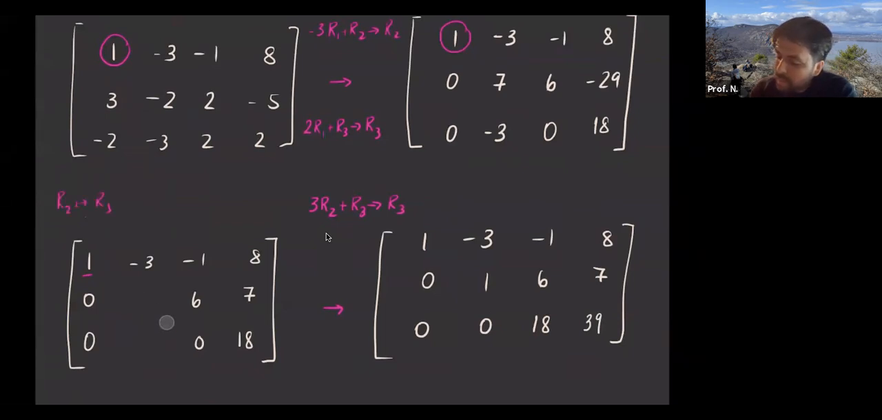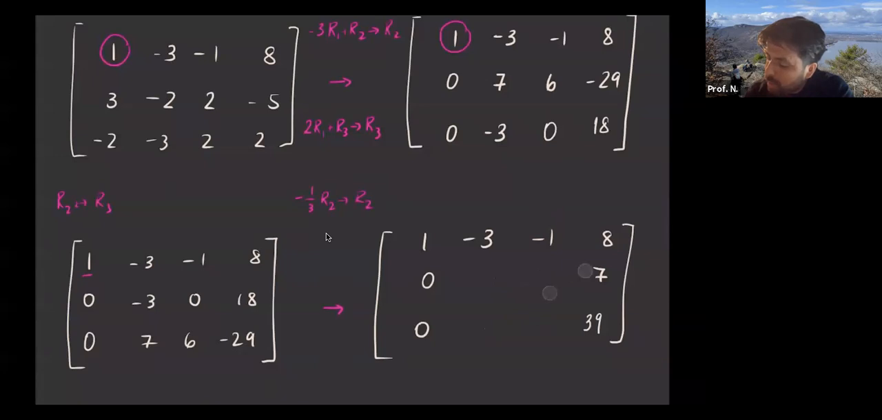So then I would have -3, 0, 18, and then this would be 7, 6, -29. Then I would divide row 2 by 3 and make that my new row. So this becomes 1. This becomes 0, and this becomes -6. This is 7, 6, -29.